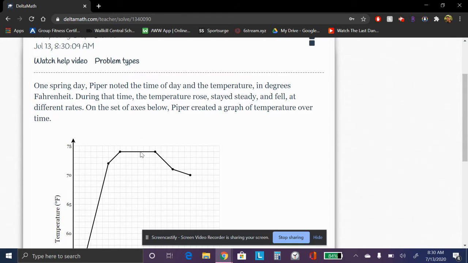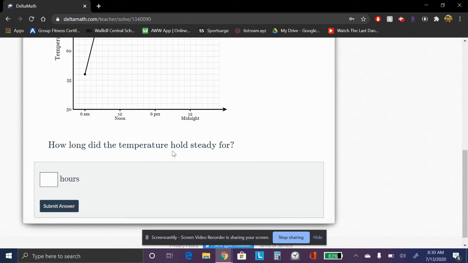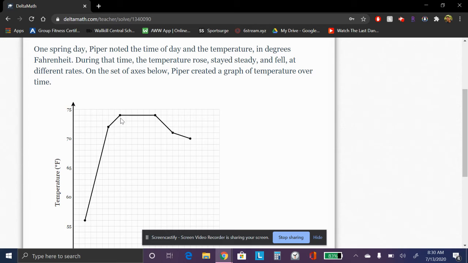Ooh, this is a good one. On a spring day, Piper noted the time of the day and the temperature in degrees Fahrenheit. During that day, the temperature rose, stayed, and fell at different rates. So here's the graph. The temperature rose at different rates, stayed, and went down at different rates. How long did the temperature hold steady for? So it was steady for 1, 2, 3, 4, 5, 6 hours.